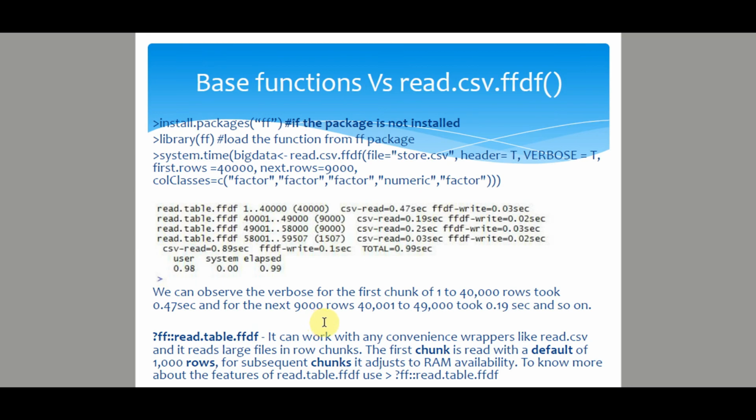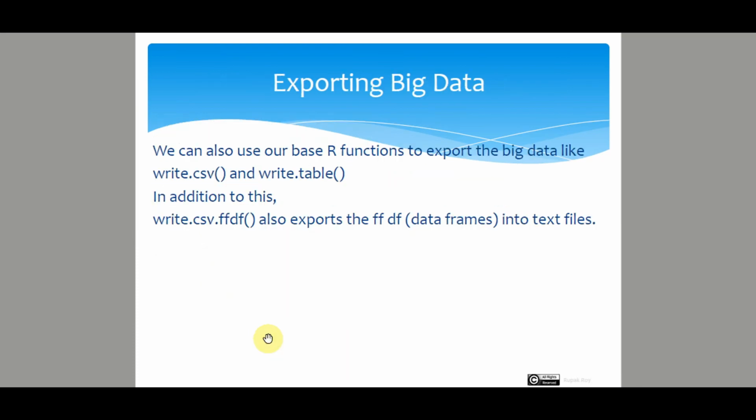To know more about the features of read.table.ffdf, we can always use a question mark ff then read.table.ffdf for the full documentation. To export big data, we can use our regular base R packages and functions like write.csv and write.table. However, we still have the export function of ffdf, write.csv.ffdf, to export the ff data frame into text files.